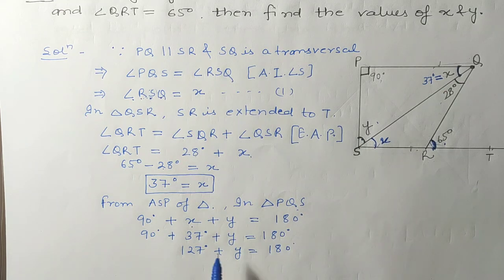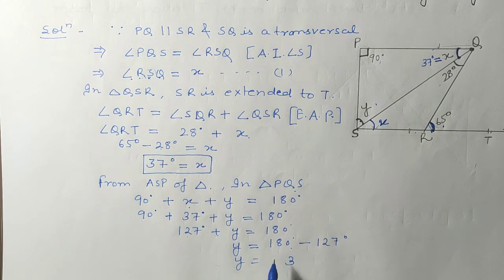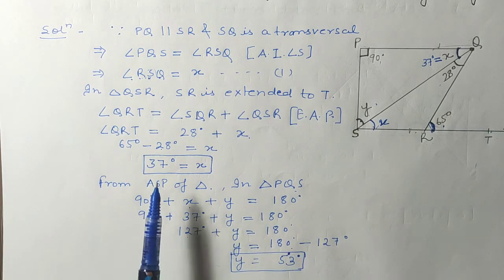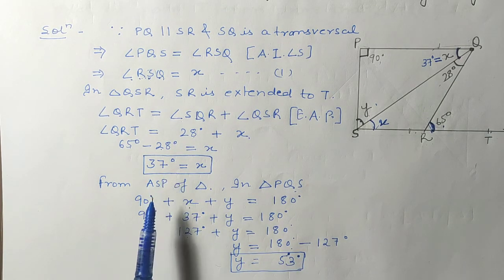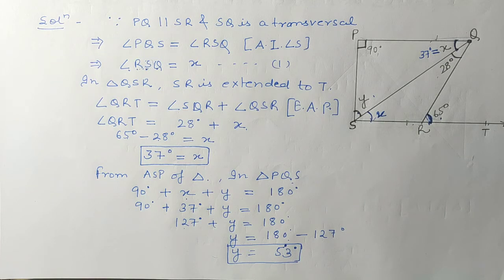Okay, now students, we will find the value of y by shifting this 127 to the right-hand side, and it will go with the negative sign, that is minus 127. Okay, now this value of y is what? 180 minus 127, 10 minus 7, that is 3. 7 minus 2, that is 5. 53 degree. Okay, this is 53 degree. So the value of y is 53 degree and the value of x is 37 degree. So this is how we can solve this question easily.